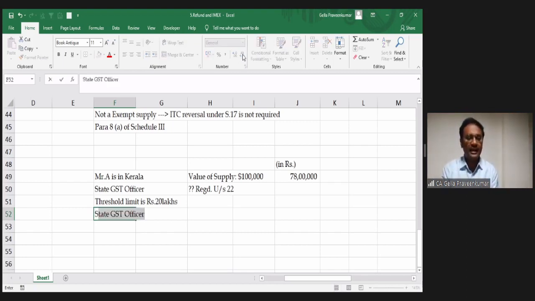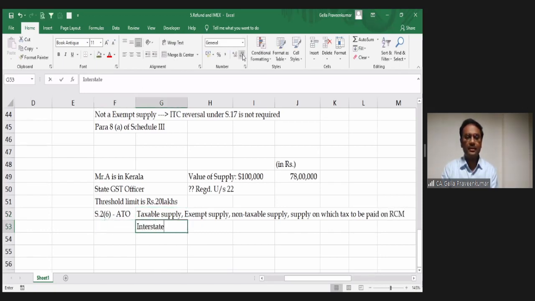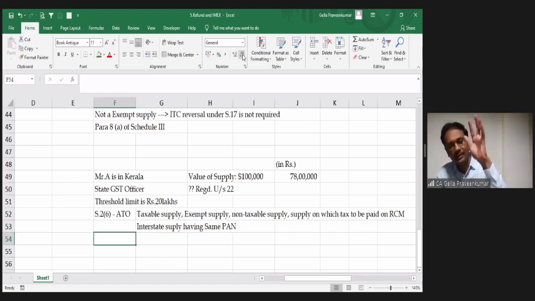When I talk about my aggregate turnover, section 2, clause 6 under GST law, please keep in mind, my aggregate turnover includes taxable supply, exempt supply, which includes your non-GST supply, non-taxable supply, and supply on which tax is to be paid on RCM, and interstate supply having same PAN. Now, this is what we need to understand from aggregate turnover.